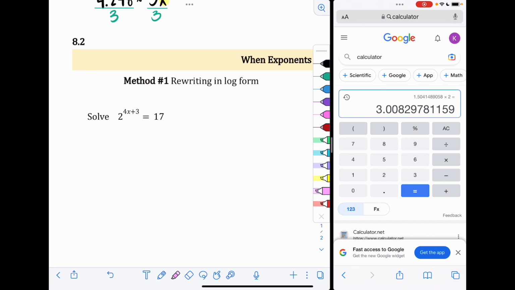So if I want to rewrite this in log form, I have to figure out what my base is first. My base is going to be 2. So log base 2. And then my exponent is going to end up by itself. So equals 4x plus 3. And then what I'm taking the log of, that's the last thing in place, it's going to be that 17.